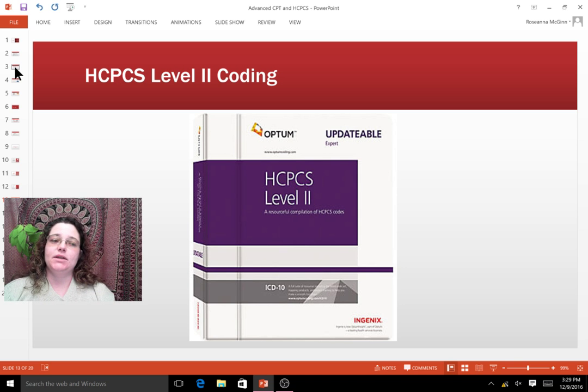All right, so HCPCS Level 2 coding. So this is my book. It's a HCPCS Level 2 Expert Updatable Optum book. It's from Ingenix, and I like it because it's color coded. It has all the updatable information. I can just add it, and it's in a spiral.